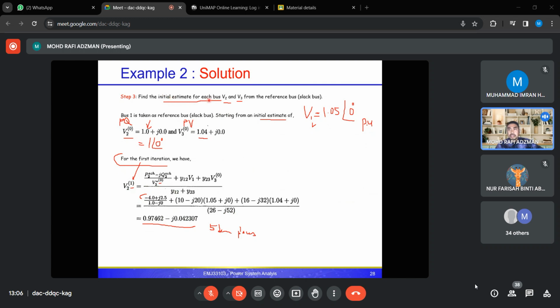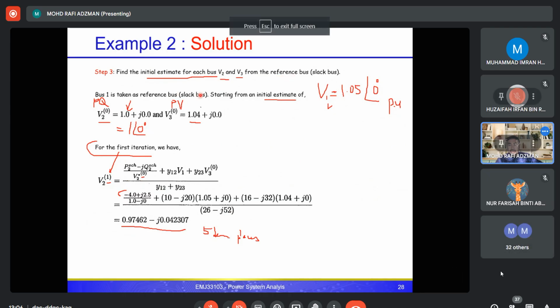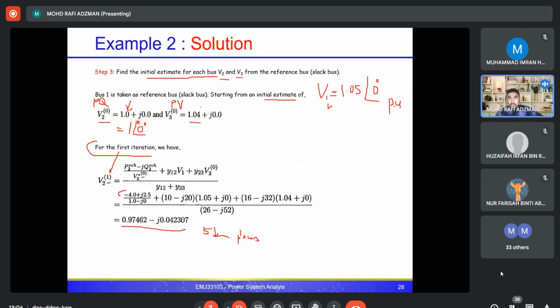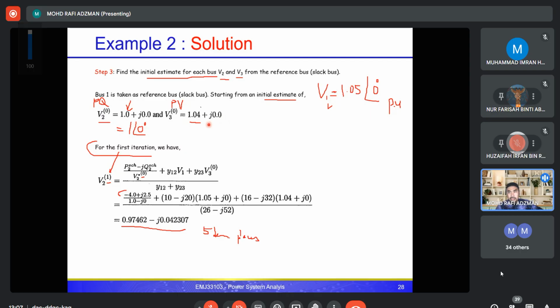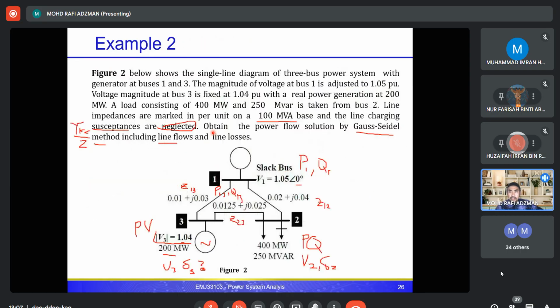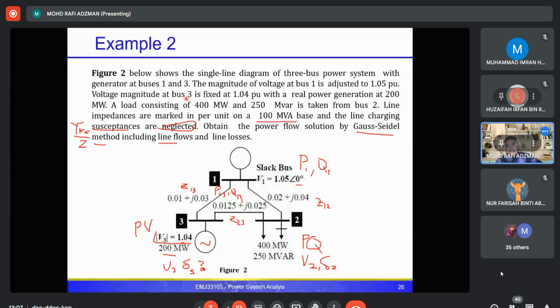Initial estimate for each bus, V3 and V2, from the reference bus. So given in this example, V2(0) equal to 1 plus j0, which is 1 with the angle 0, while for V3(0) the initial value equal to 1.04 plus j0.0, or 1.04 angle 0 degree. This is already stated in this statement. It says that the voltage magnitude at bus 3 is fixed at 1.04.